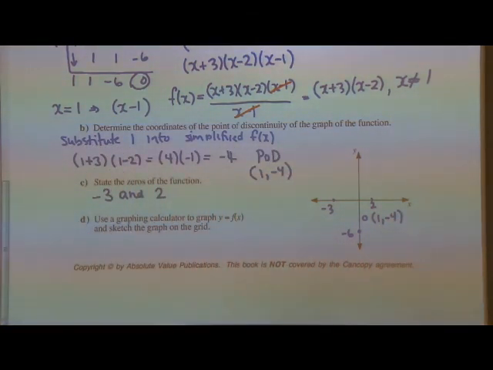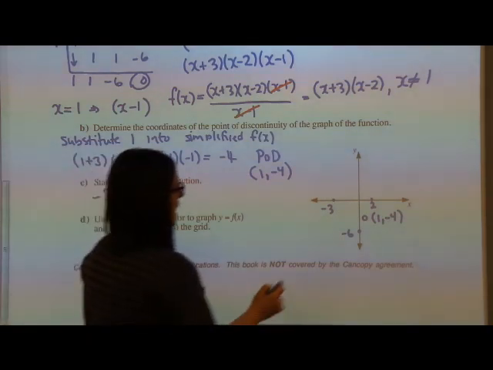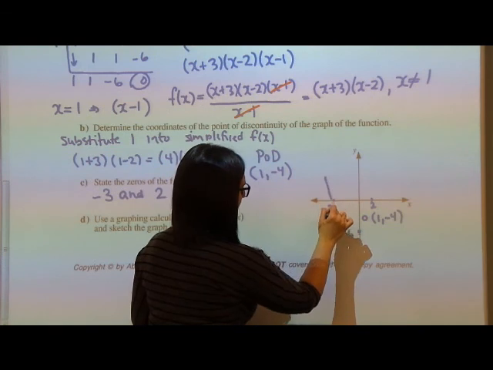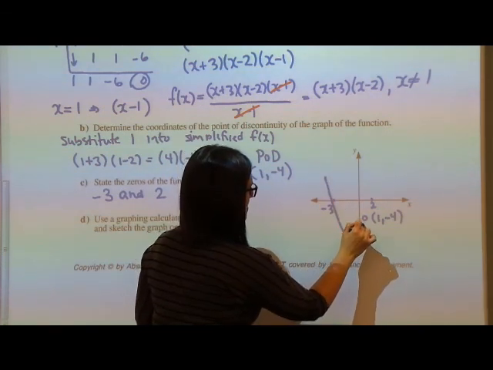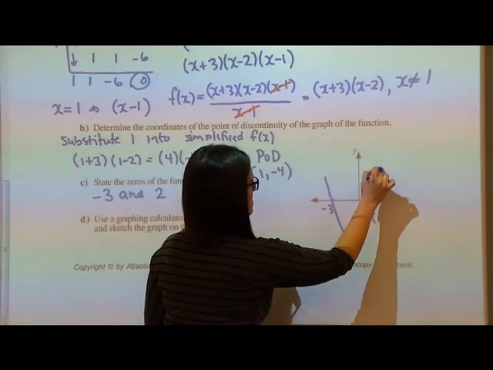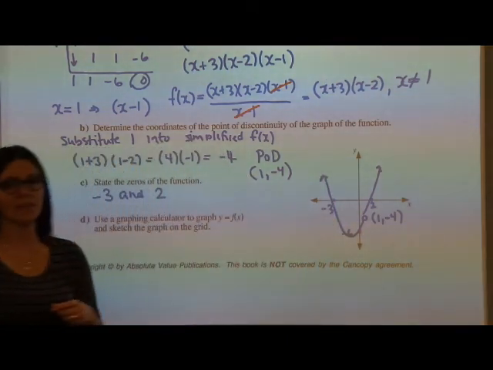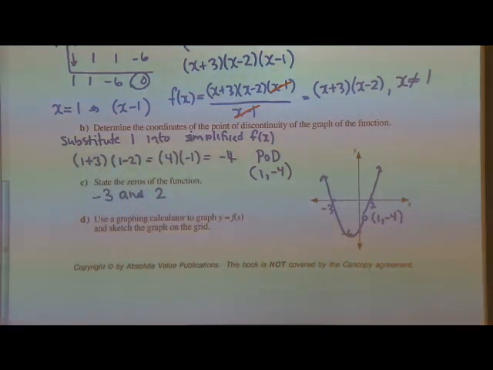And then I could use my graphing calculator to help me put in the other pieces. And what I get is a graph that looks something like this. So I get this quadratic that has a hole at 1 and -4.